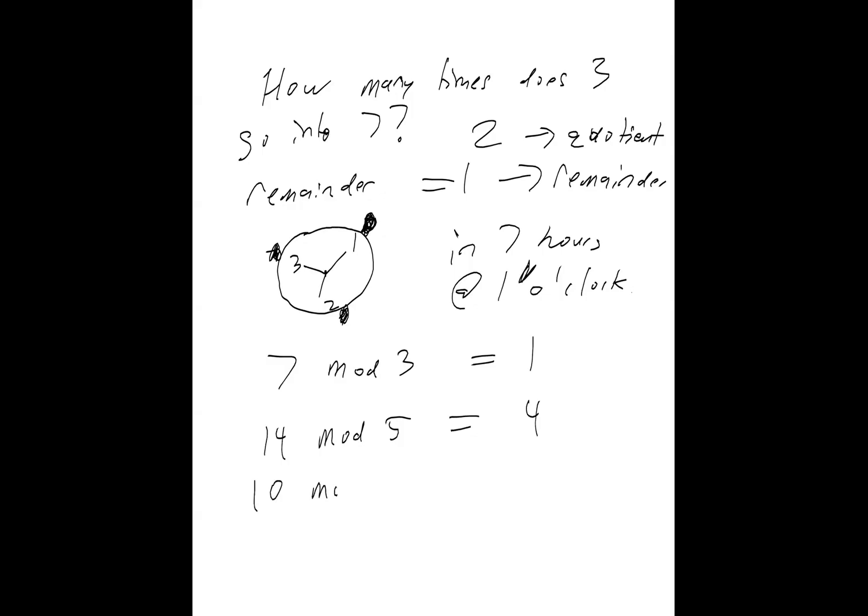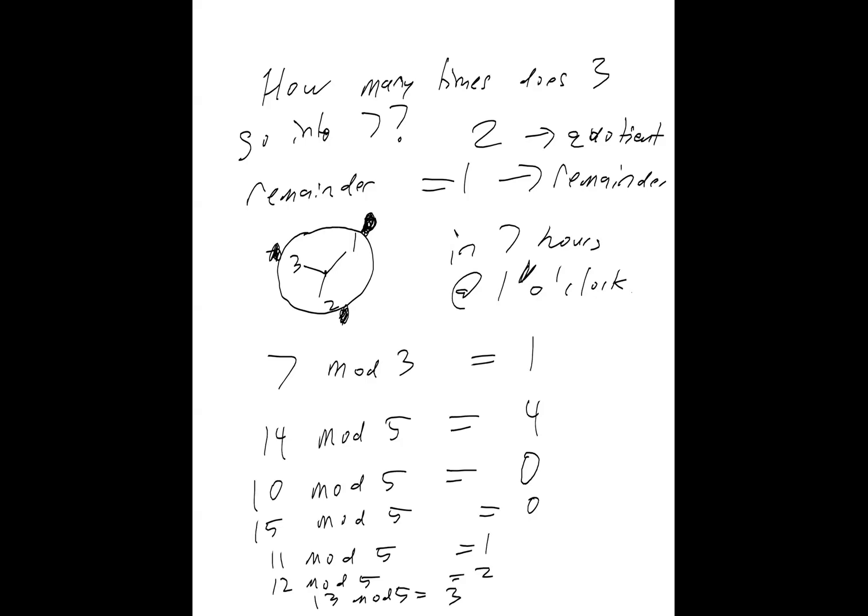And then what is 10 mod 5? There's no remainder, so it'd be 0. What is 15 mod 5? Still 0. What is 11 mod 5? 1. What's 12 mod 5? What's 13 mod 5?